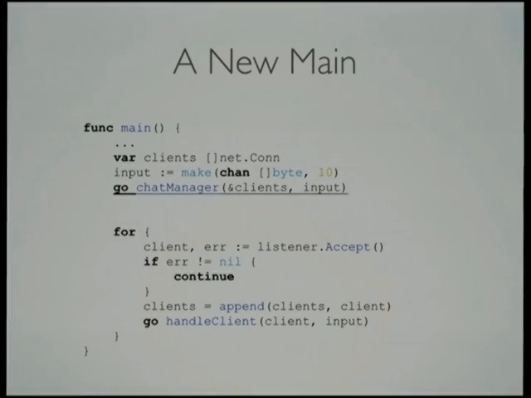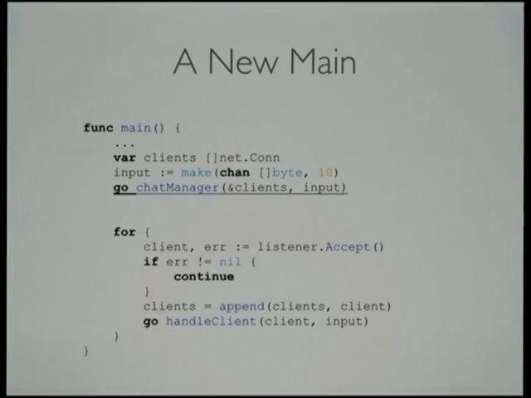It's exactly C style. You can take the reference of a variable with an ampersand, and in this case, the type of this is star bracket bracket net.Conn, a pointer to a slice of net connections.